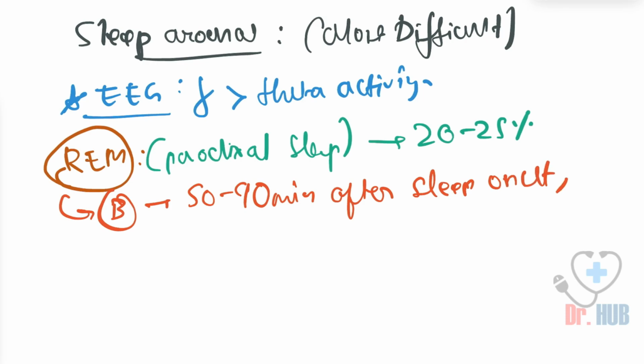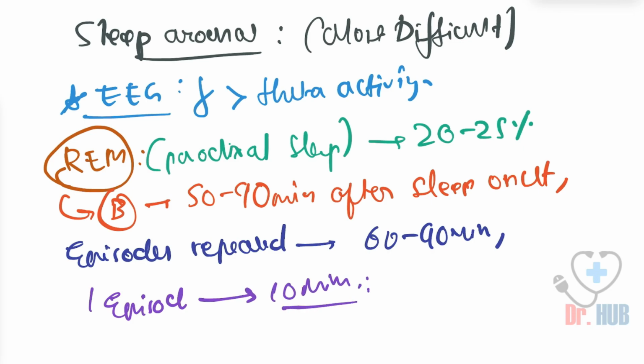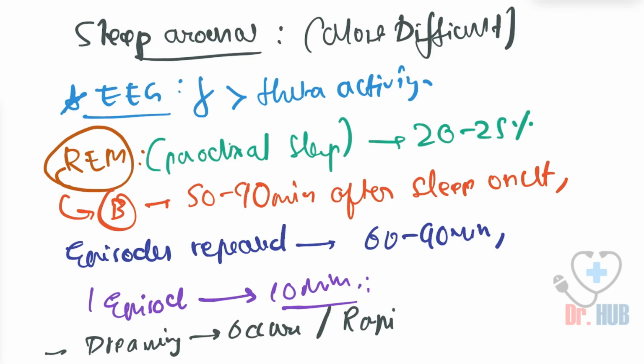There are also episodes which are repeated every 60 to 90 minutes, and each episode lasts about 10 minutes. Another important thing is that dreaming occurs in this phase, and rapid eye movements are seen.